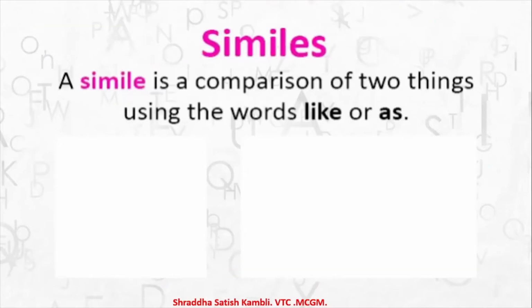Okay, let us move on and let us look at the examples and meaning of the figure of speech simile. See, it is not smiles, okay? There is an I between the S and the M. So it is simile. So a simile is a comparison of two things using the words like or as.